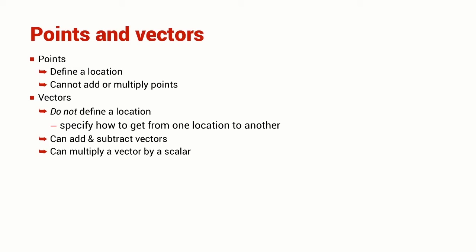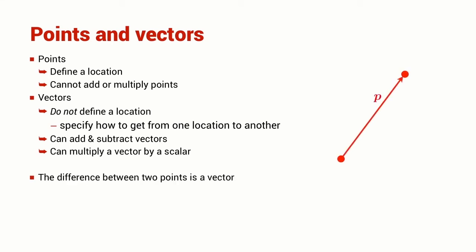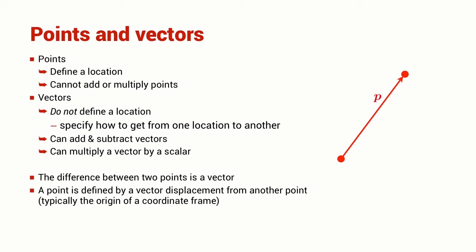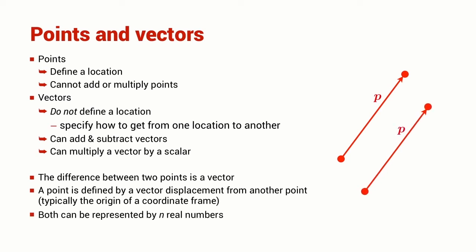Now, vectors are things that we can add and we can subtract. And we can multiply a vector by a scalar. I can have a vector, I could multiply it by 2, and now I have an arrow that's twice as long, but in the same direction and with the same beginning as the vector that I had before. The difference between 2 points is a vector. So I can take the difference between 2 points, and the result is no longer a point, the result is now a vector. And similarly, I can define a point in terms of a vector displacement from an initial point. So for the two-dimensional case, a point is represented by 2 real numbers, and a vector is also represented by 2 real numbers. But points and vectors are different things.